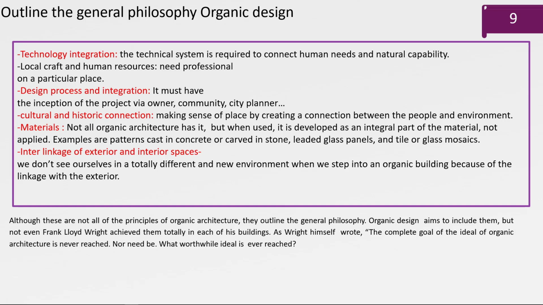Design, process and integration. It means it should work as a community as a whole, so it doesn't affect the future as well. Culture and historical connection, of course, we need to consider that. Materials should also be sustainable and follow nature. And then we're going to talk about interior and exterior places and how they can interact. Although these are not principles, they are general outlines of the philosophy in organic architecture.